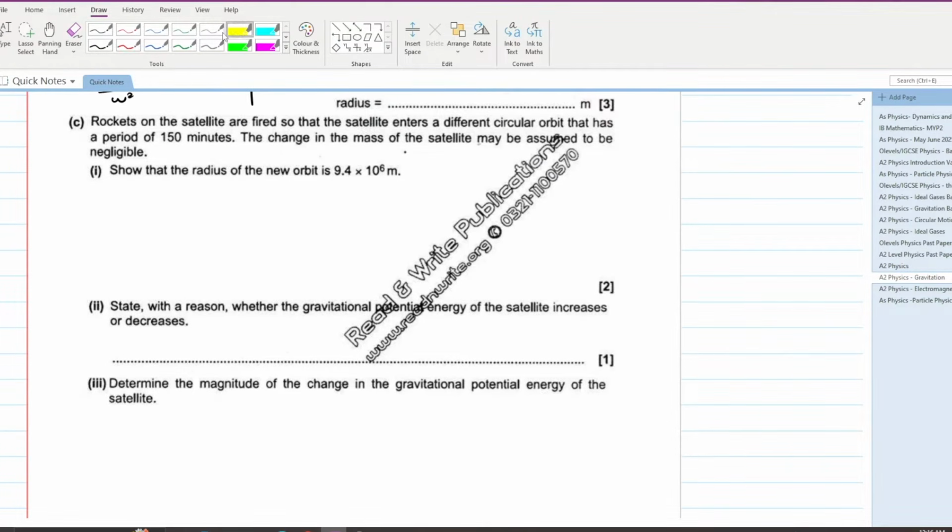Rockets on the satellite are fired so that the satellite enters a different circular orbit that has a period of 150 minutes. Now basically you have a different circular orbit. This is the Earth again. Let me mark the Earth again with black to maintain continuity. Let's say this is Earth, this is the orbit again, and your satellite is moving around the Earth. The change in the mass of the satellite may be assumed to be negligible. हमें new orbit का radius दिखाना है.